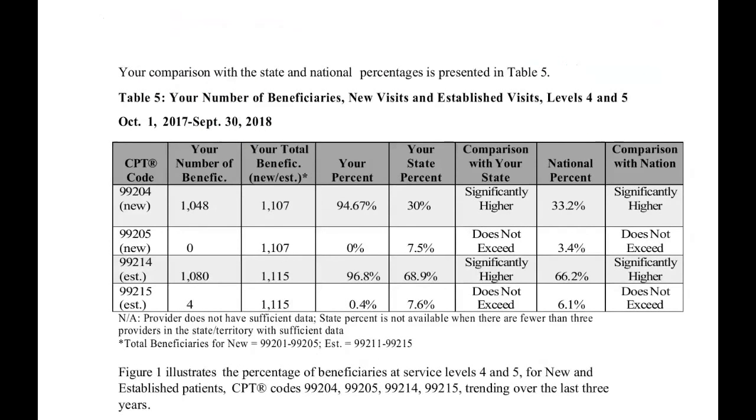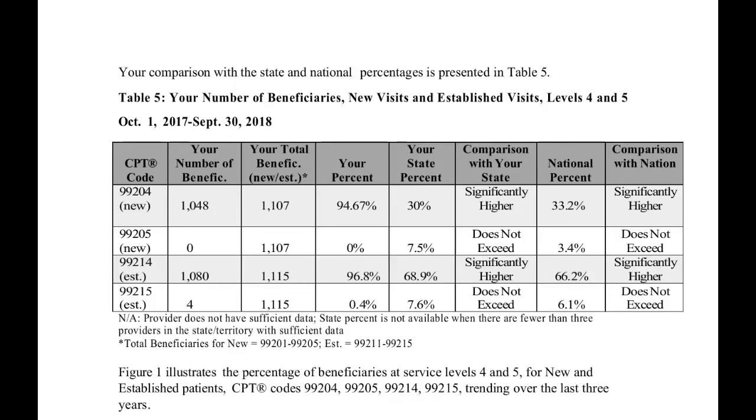And again, it's very similar to the other tables as the calculations are rather similar, but we have our CPT codes there on the left. Let's take a look at 99204. This provider had 1,048 unique beneficiaries who had a code of 99204 submitted. They had a total number of unique beneficiaries of 1,107. So the percentage of unique beneficiaries, in this case for this provider, ends up being almost 95%.